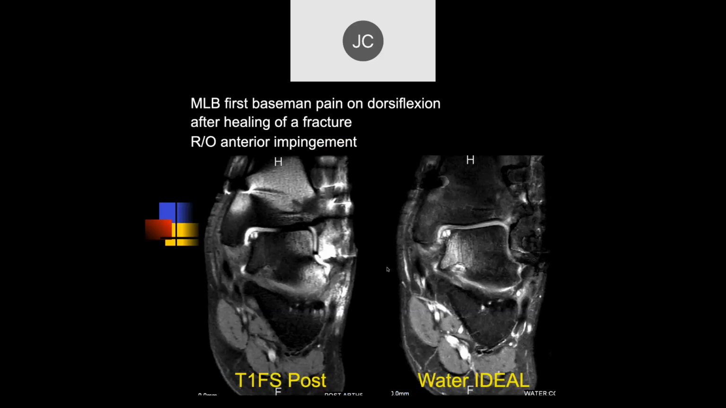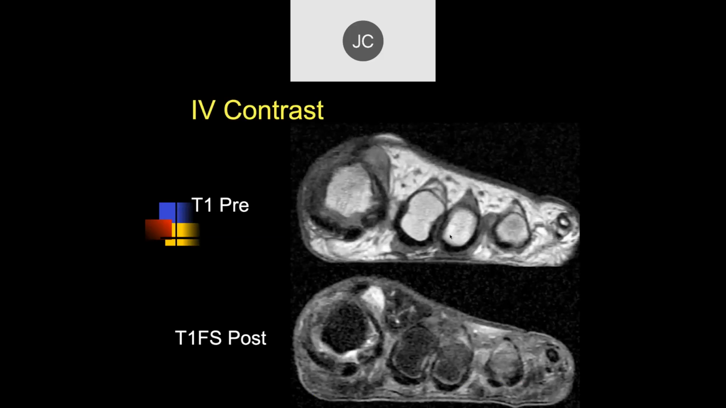And this is just showing some techniques. This was a Major League Baseball first baseman who had pain on dorsiflexion. And what we can see here is a T1 fat sat post-contrast study and a water IDEAL study. Here we can see that with fat suppression, you get a lot of metal artifact from the metal. With the IDEAL technique, that's less. We can also get thinner contiguous slices with IDEAL. And here we can just see this subchondral cyst from an old injury.